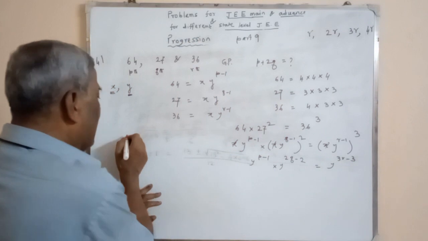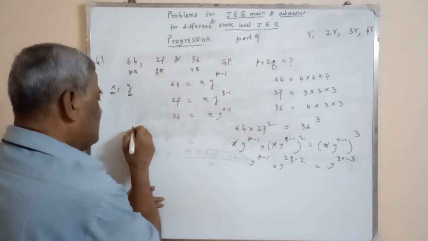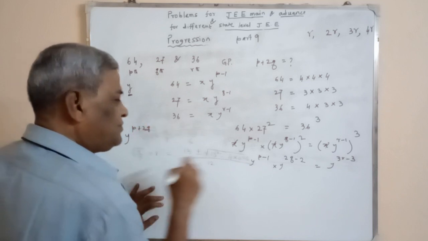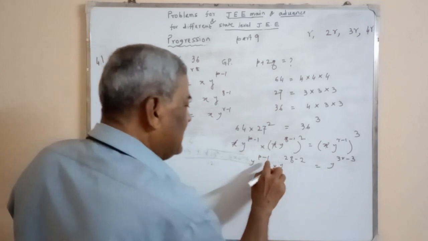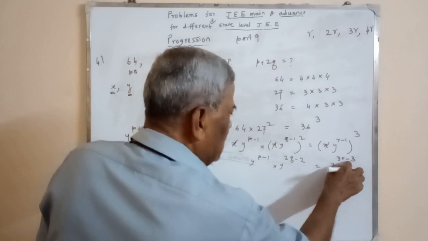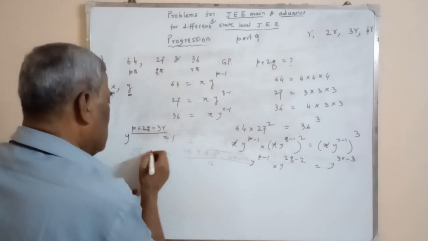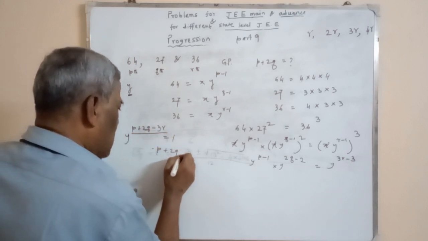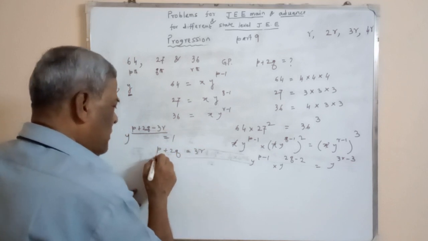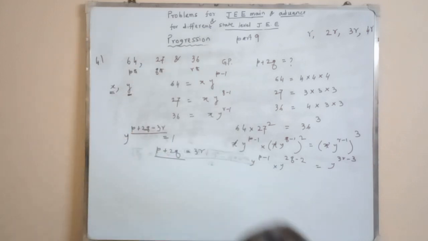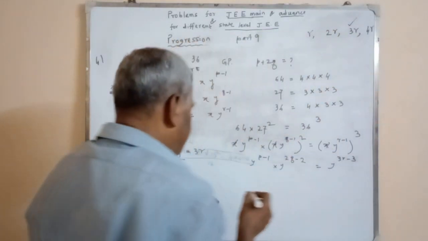So we get y to the power p plus 2q minus 3r, and this minus 3 cancels with that minus 3. This is equal to 1. Hence p plus 2q minus 3r is equal to 0, that is p plus 2q is equal to 3r. Hence the value of p plus 2q is 3r. So option C is correct.